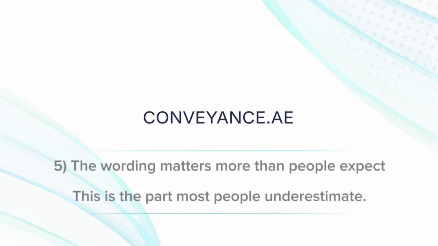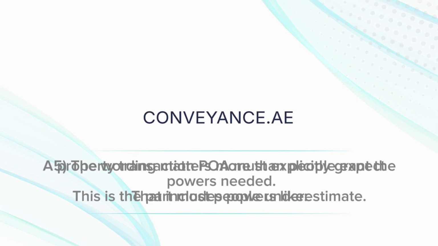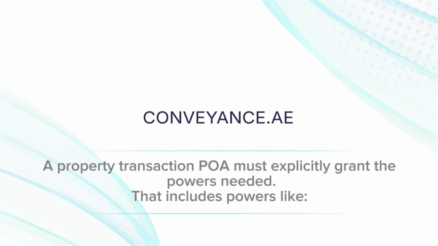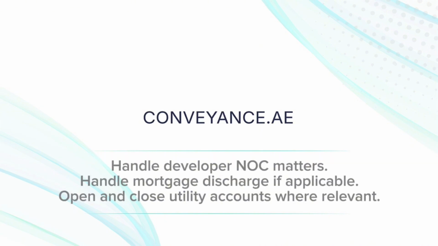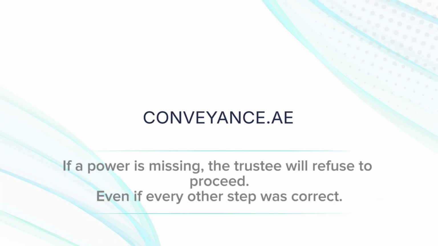5. The wording matters more than people expect. This is the part most people underestimate. Explicitly grant the powers needed. That includes powers like sign the sale and purchase agreement, pay and receive funds, sign at the trustee, receive the title deed, handle developer NOC matters, handle mortgage discharge if applicable, open and close utility accounts where relevant. If a power is missing, the trustee will refuse to proceed, even if every other step was correct.